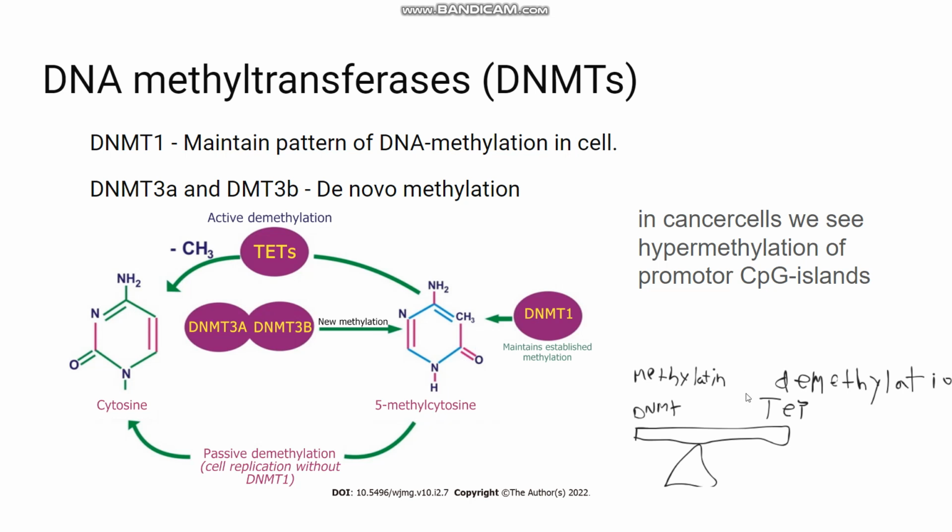And one thing to understand here is that DNMTs and TETs are in a constant battle with each other. Typically they're balanced, but sometimes they can come in a battle with each other. When you have hypermethylation, you have more methylation than demethylation, and this could indicate cancer cells. If you have more demethylation than methylation, you call that hypomethylation. Hypomethylation, which is a reduction in DNA methylation, is also common in cancer cells. So you've got to be aware of these things.